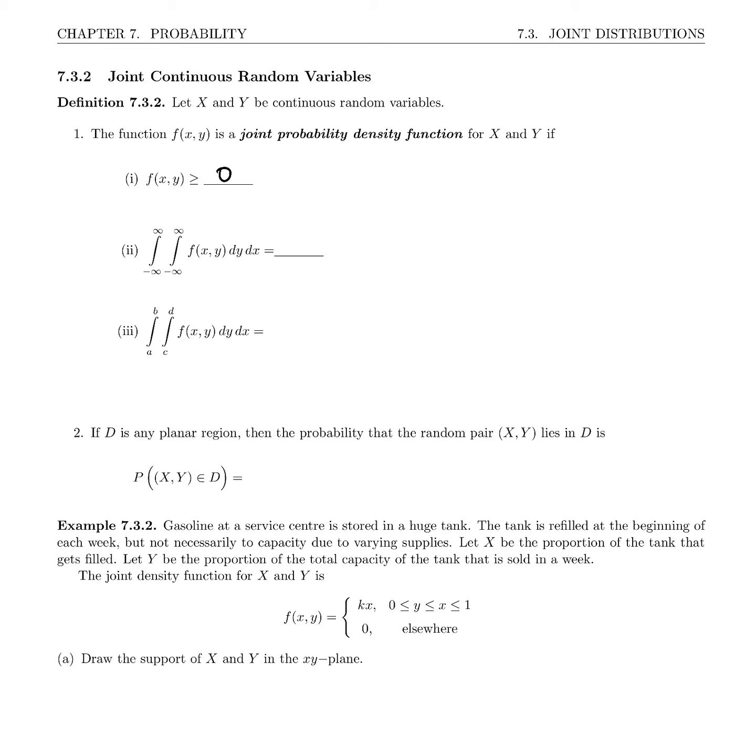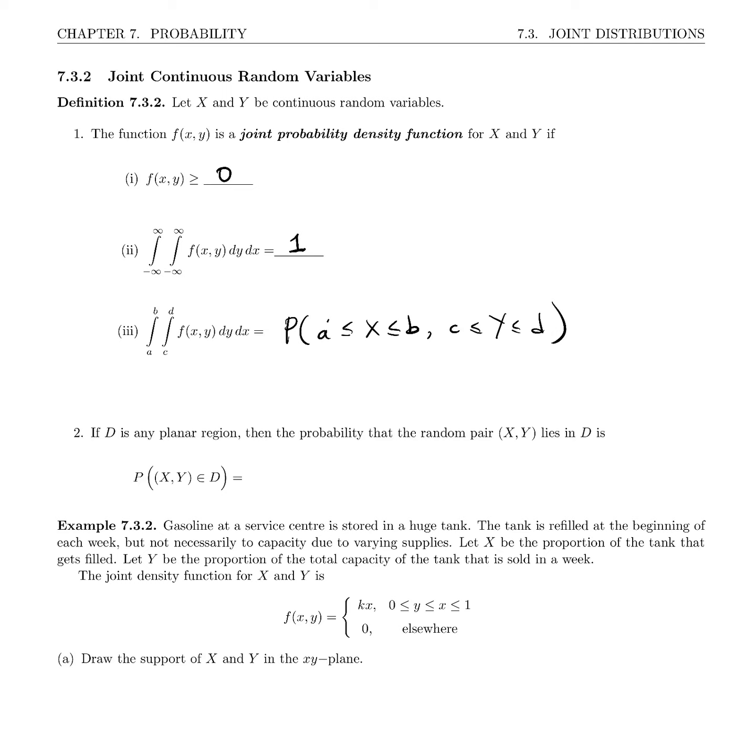if it's greater than or equal to 0. If the integral over all possible values of x and y, so from minus infinity to infinity for both x and y, if that total gives us 1, and if the integral from a to b and from c to d of f of x, y dy dx is the probability that a is less than or equal to x is less than or equal to b, right? X is the outer bounds, and then the inner bounds, the probability that c is less than or equal to y is less than or equal to d.